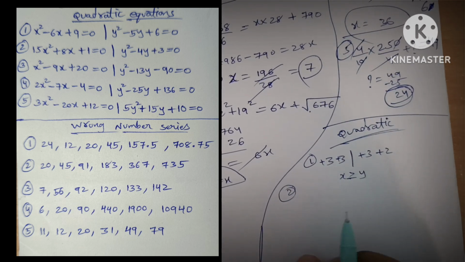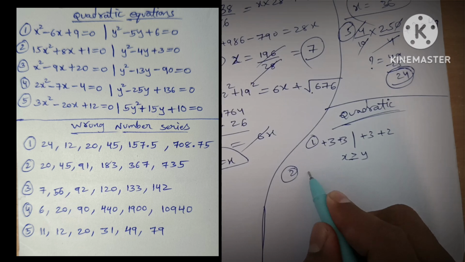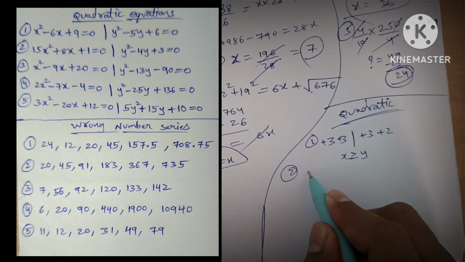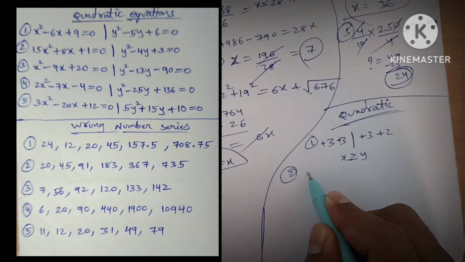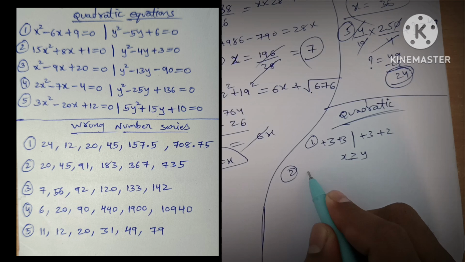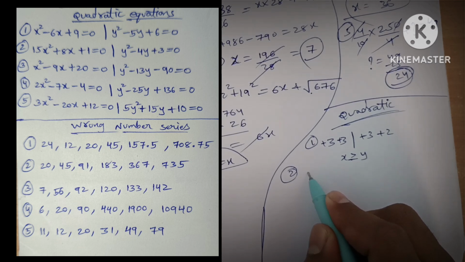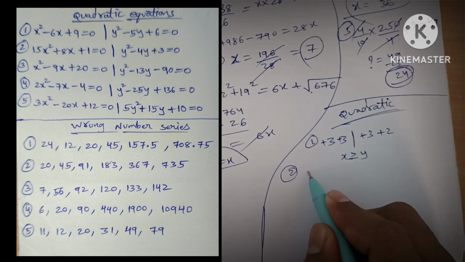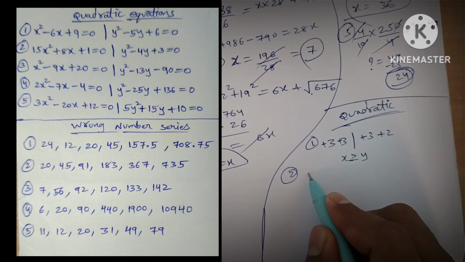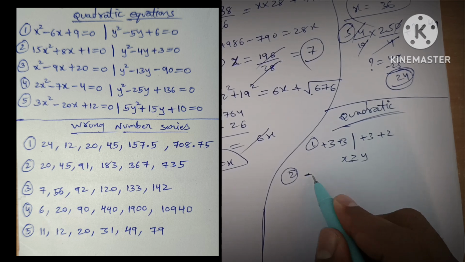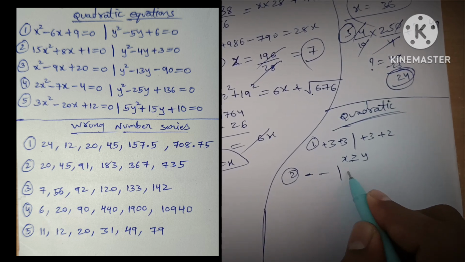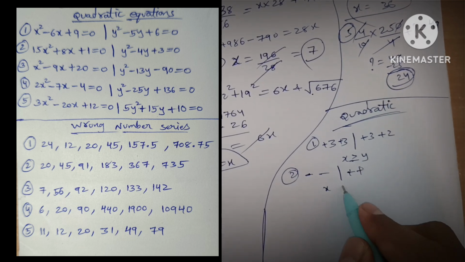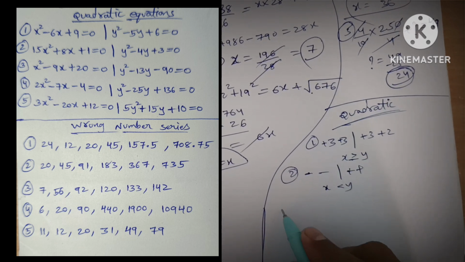Second one, 15x square plus 8x plus 1 equals to 0. The roots are negative. And y square minus 4y plus 3 equals to 0. The roots are positive. Therefore x is lesser than y. This is the second one.